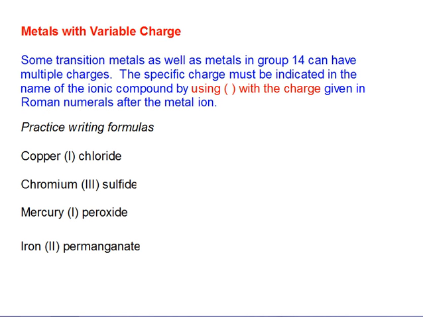So, for example, when I'm given a name, notice how the charge is given right here. This tells me I'm using copper with the 1, not copper 2 or copper 3, but copper with a +1 charge on it. Chlorine, look it up on your periodic table. It's got a -1. So I'd write that as CuCl.